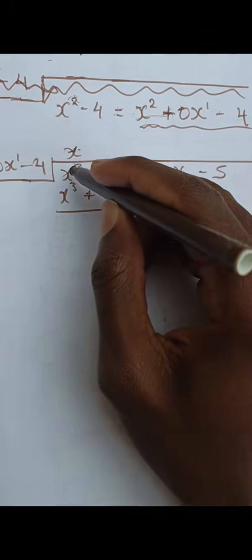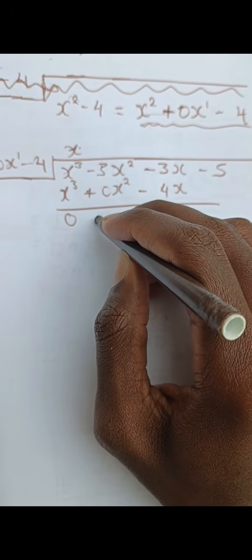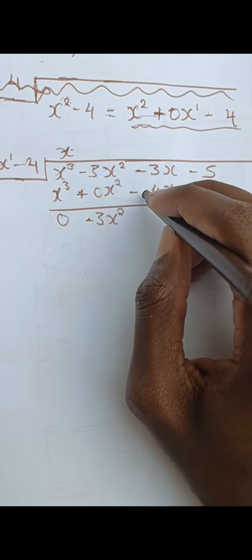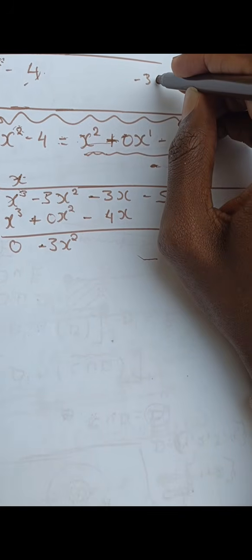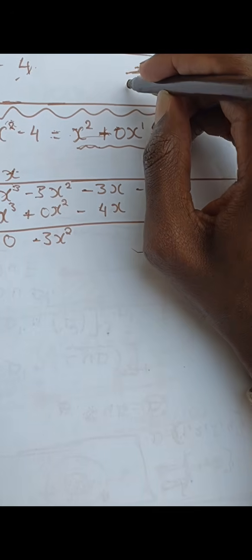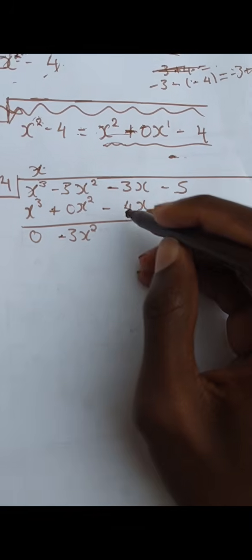Let's now subtract. This minus this will give us 0. Negative 3 minus 0 is going to give us negative 3x power 2. Negative 3x minus negative 4x is the same as having negative 3 minus negative 4. Have you seen? So this will cancel, right? We have a positive. Eventually, we have negative 3 plus 4.